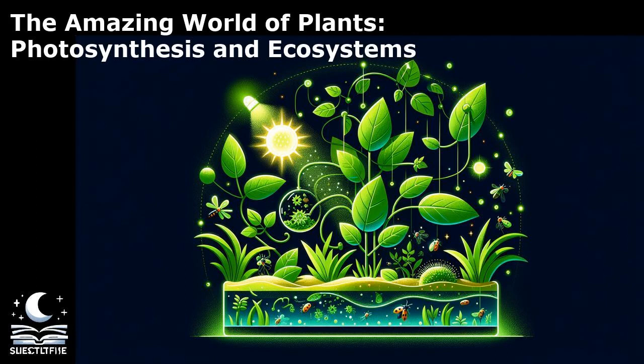Plants play a vital role in ecosystems, serving as the primary producers that form the base of the food chain. Through photosynthesis, plants convert light energy into chemical energy, producing glucose that sustains the entire ecosystem. This process not only provides energy for plants themselves, but also fuels the growth and development of herbivores, carnivores, and decomposers.